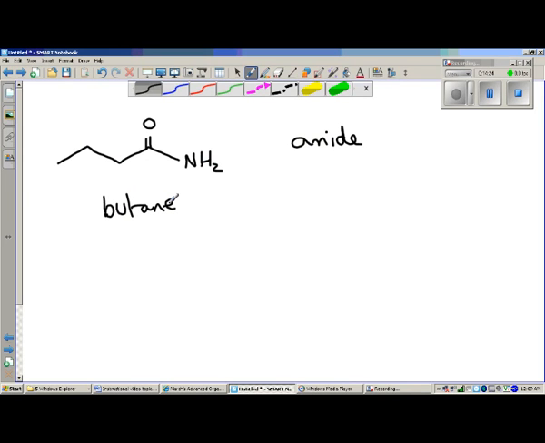Do we need to lop off the last E? Well, yes we do, because amide starts with an A. So this becomes butanamide. Simply that. Alright.